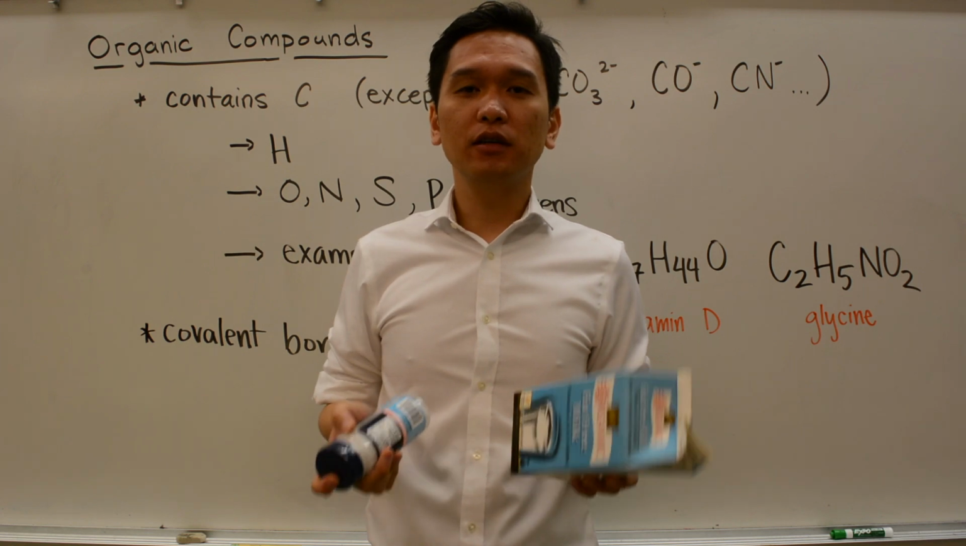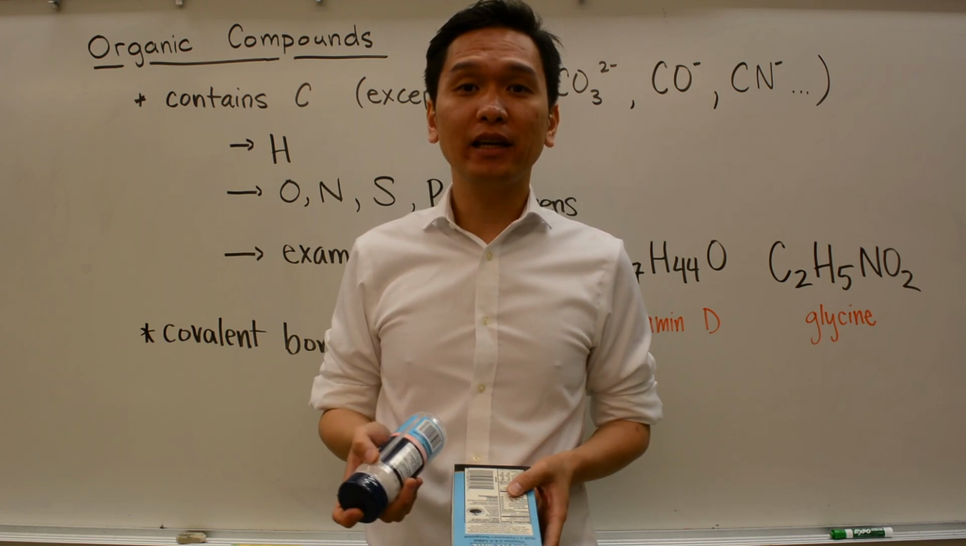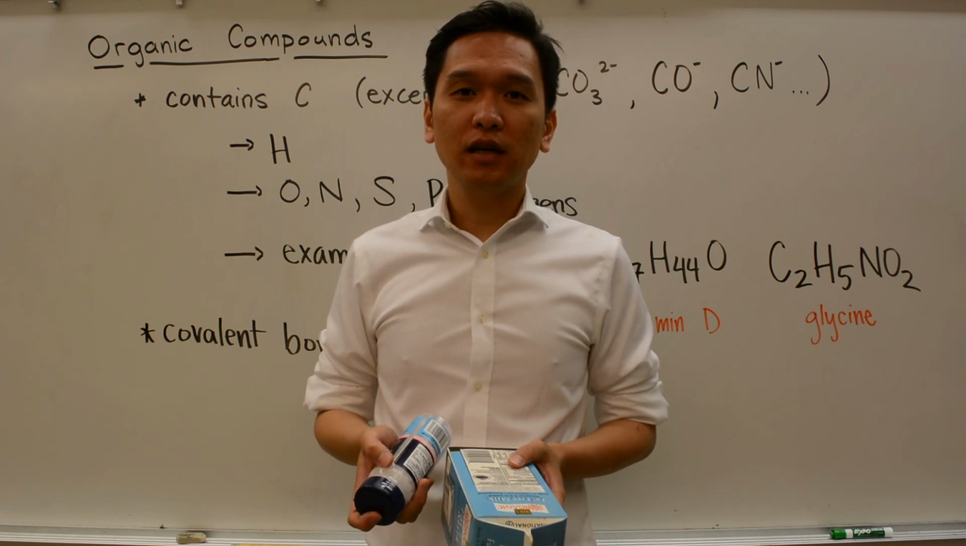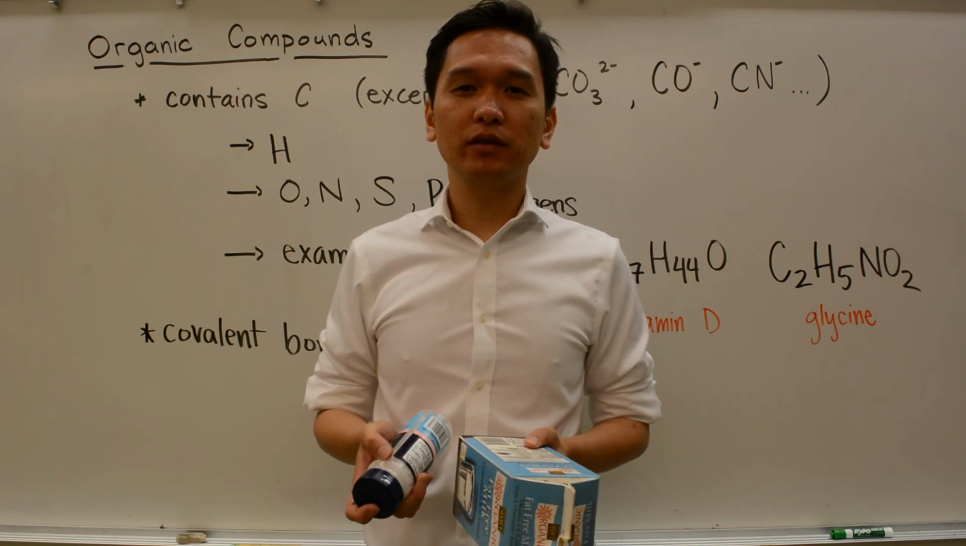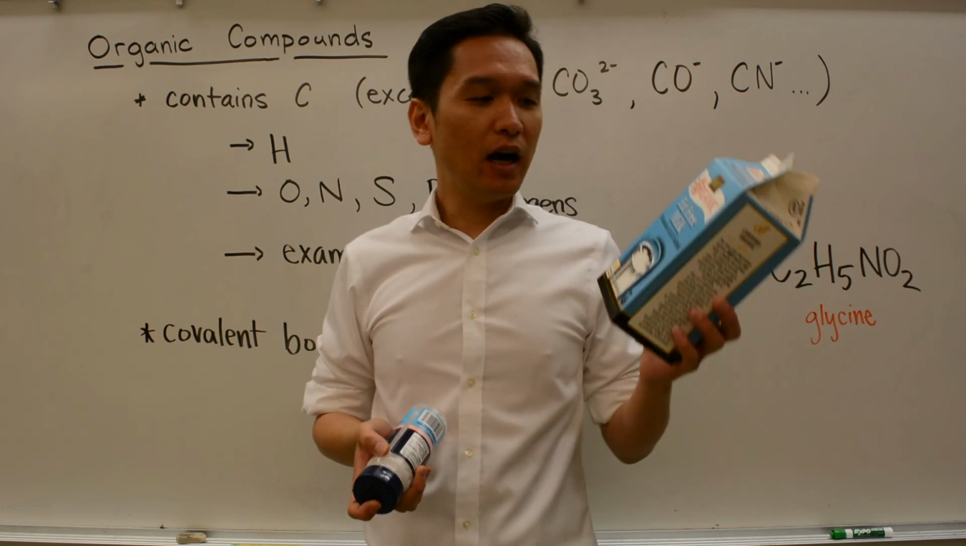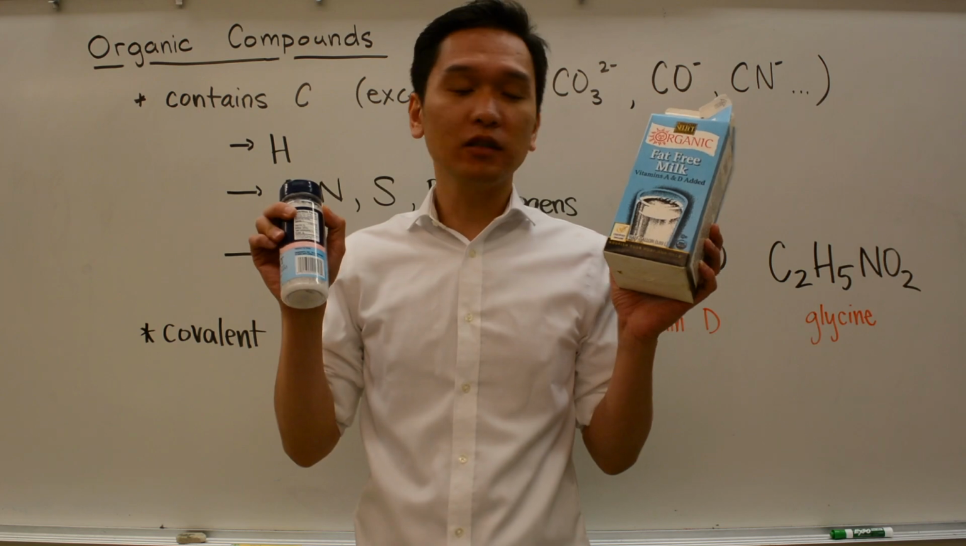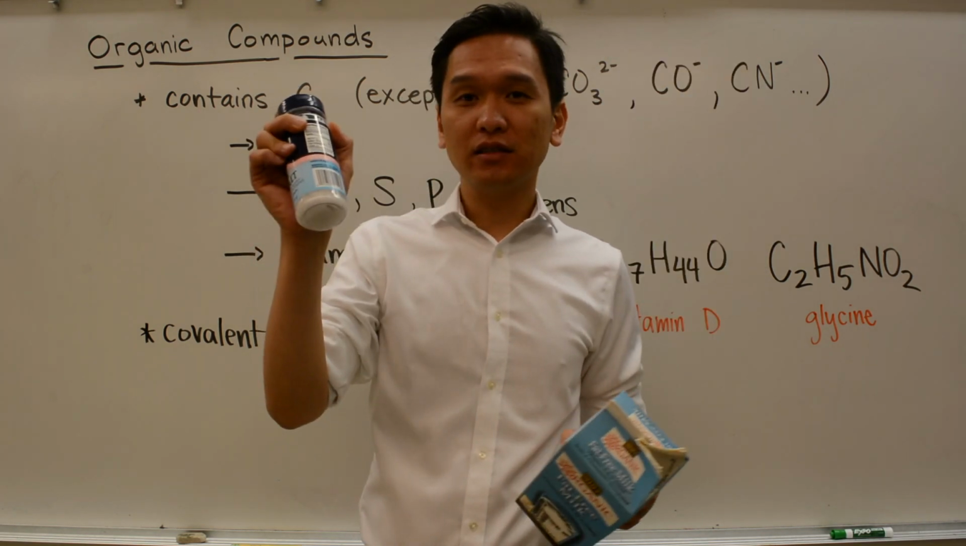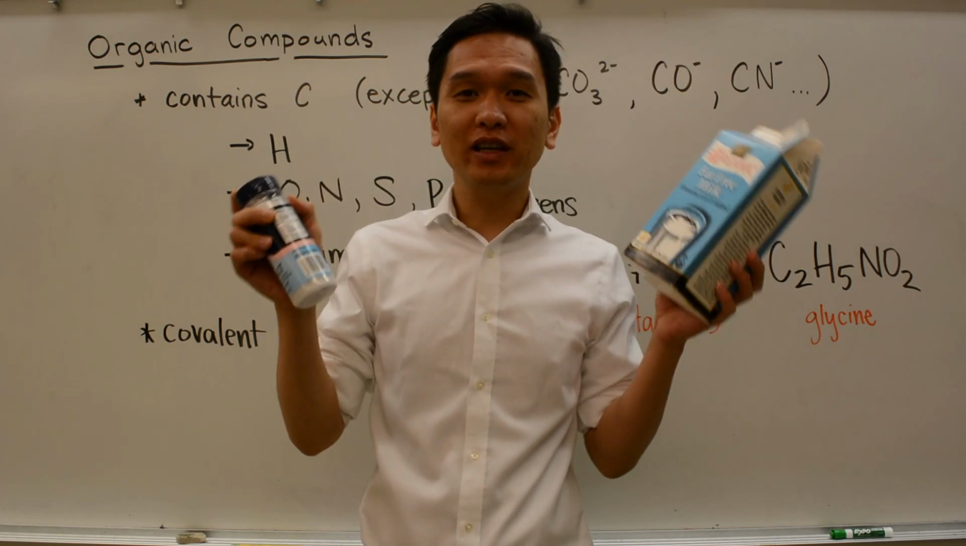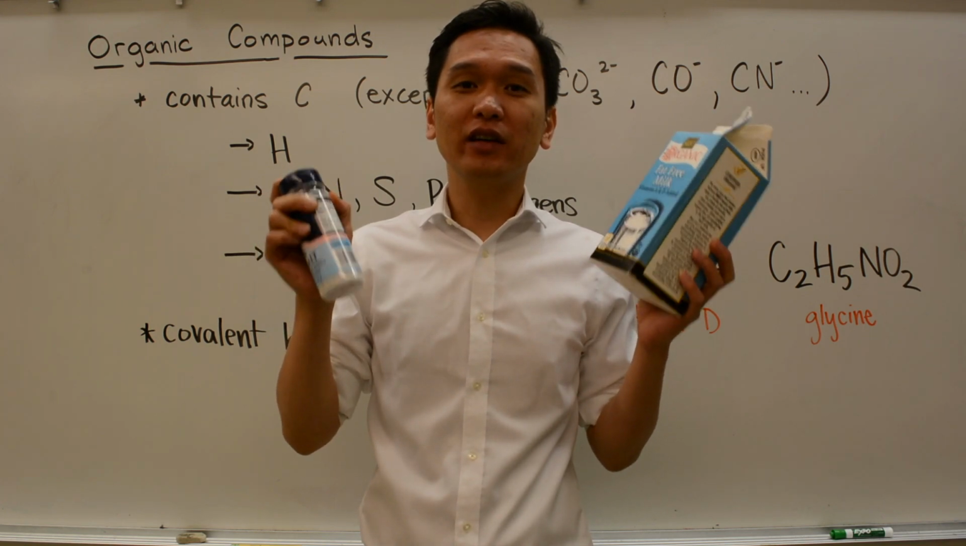In this section, I'm going to introduce you to the difference between organic and inorganic compounds. This chapter is all about organic chemistry, so let's see what the difference is. I have here two examples that you might be familiar with: milk and salt, table salt. Which one do you think is organic and which one do you think is inorganic?